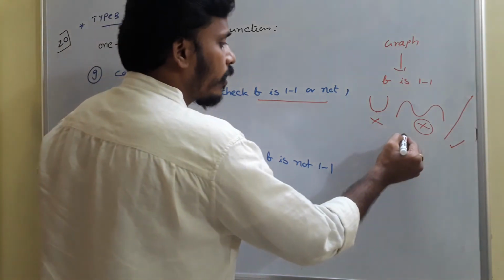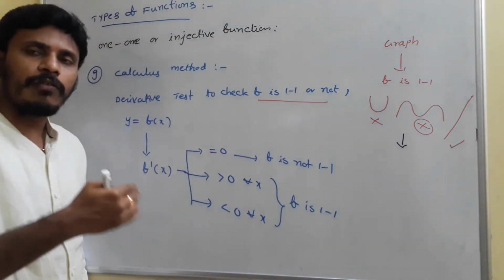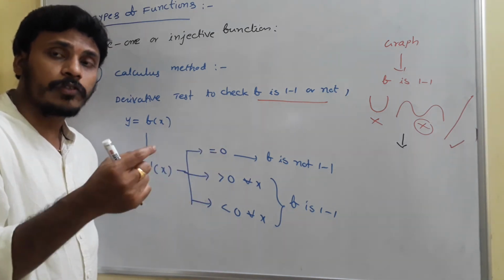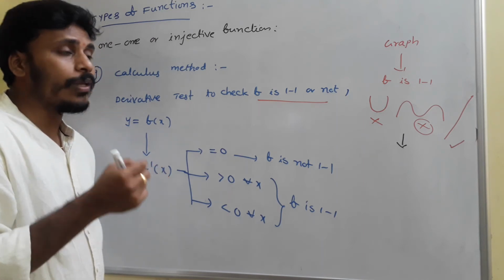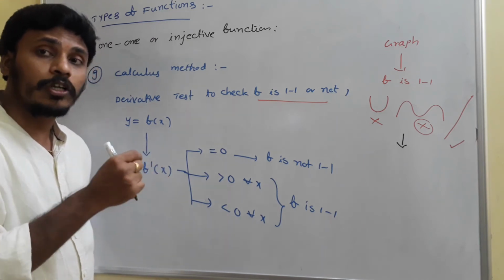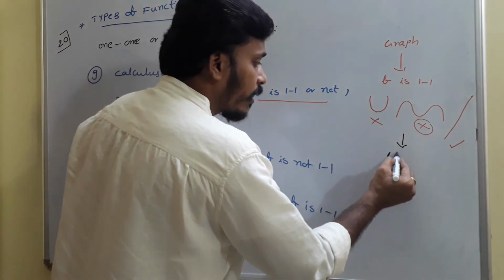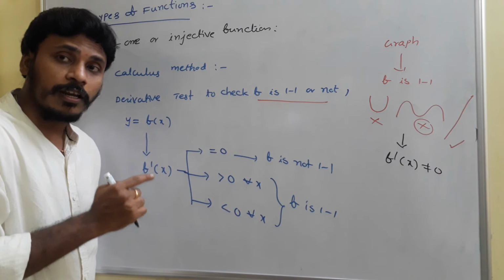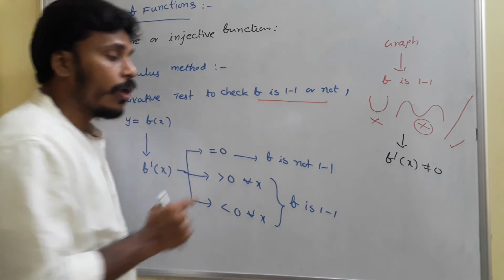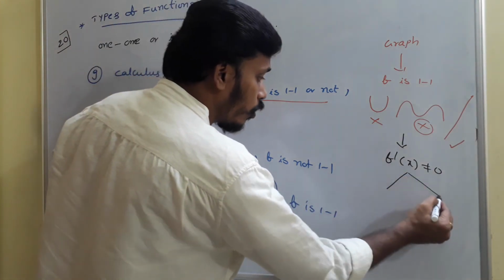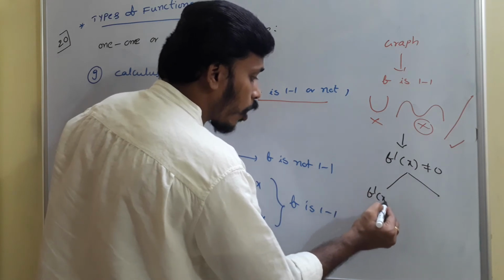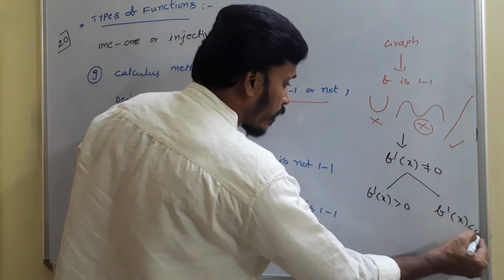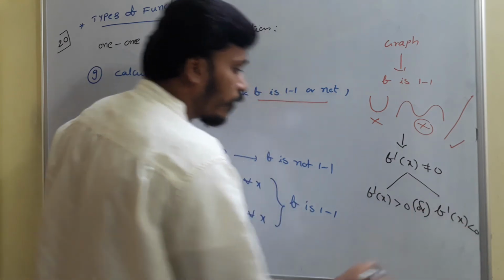So you already know about derivatives. We will discuss functions, limits, and then derivatives again later, but I think you have some knowledge related to derivatives. With that knowledge, if the graph has no turning points, then we say that f dash of x is not equal to 0. Since it has no turning points, f dash of x is not equal to 0. Since f dash of x is not equal to 0, we have two options. One option is f dash of x is greater than 0, and the other option is f dash of x less than 0. Either this or that will happen.